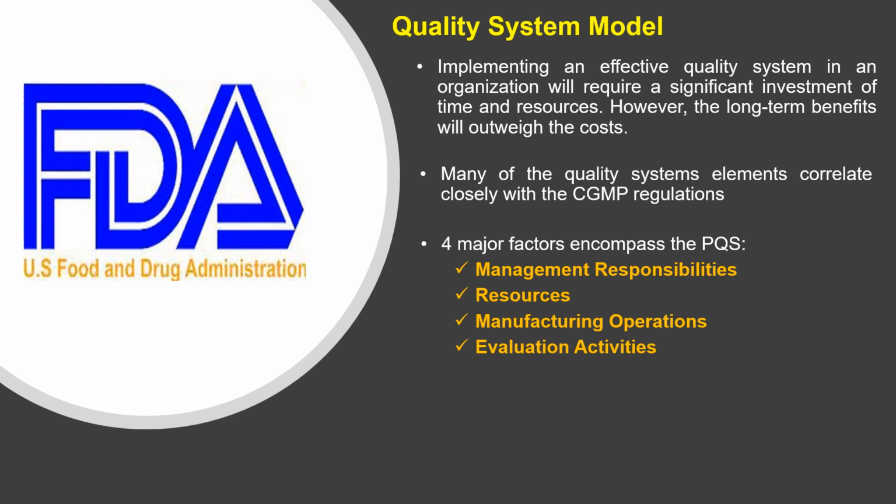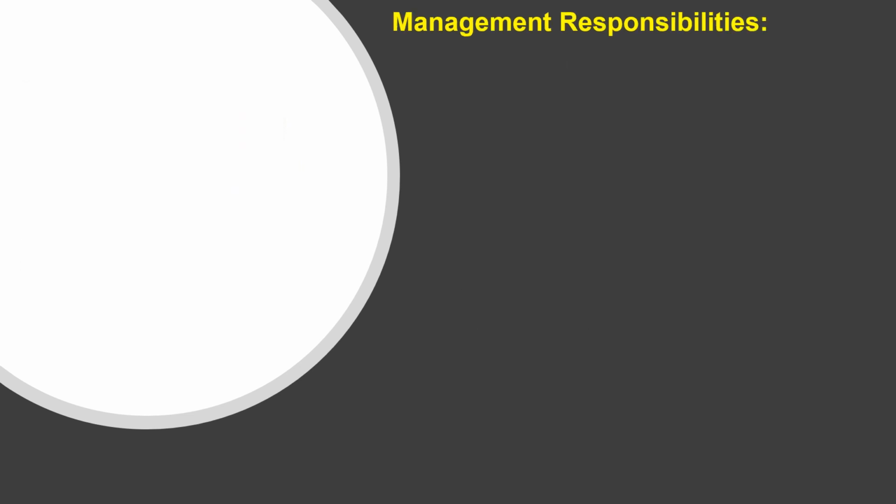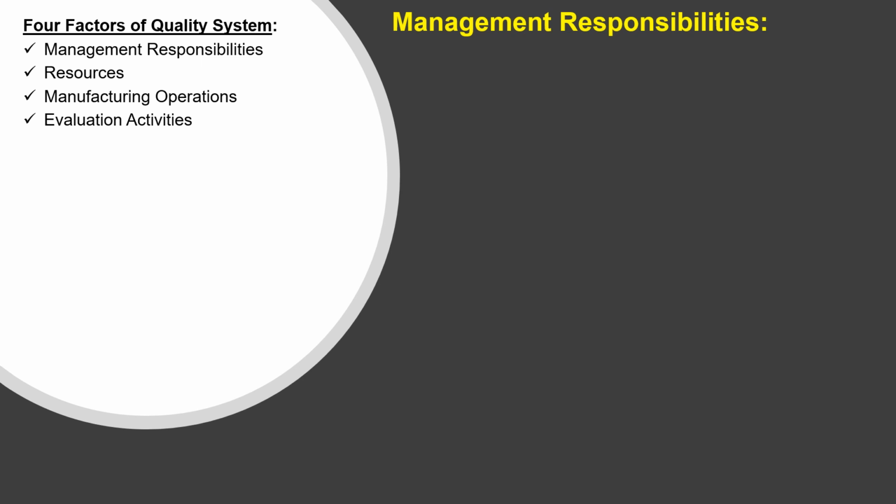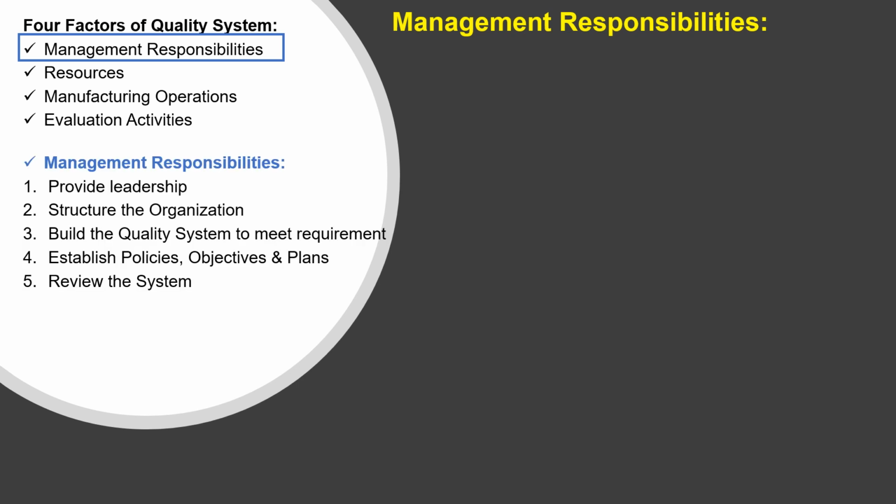First, there is the management responsibilities. Second is the resources. Third, manufacturing operations. And fourth, the evaluation activities. As we have seen in the previous slide, of the four factors, the management responsibility is the first one. Now, this guidance defines five main characteristics of management responsibilities.